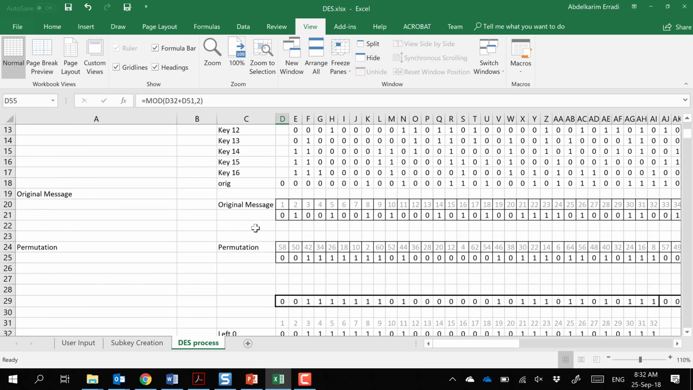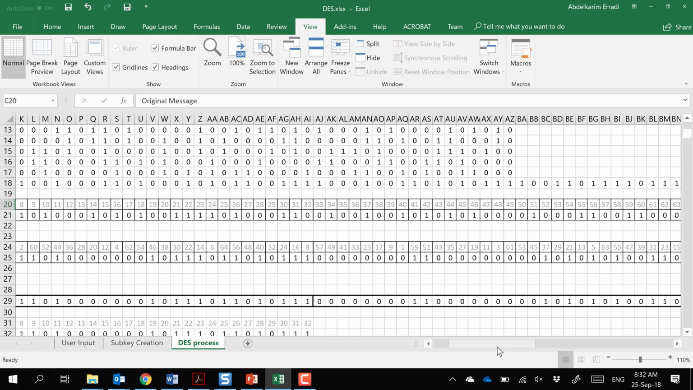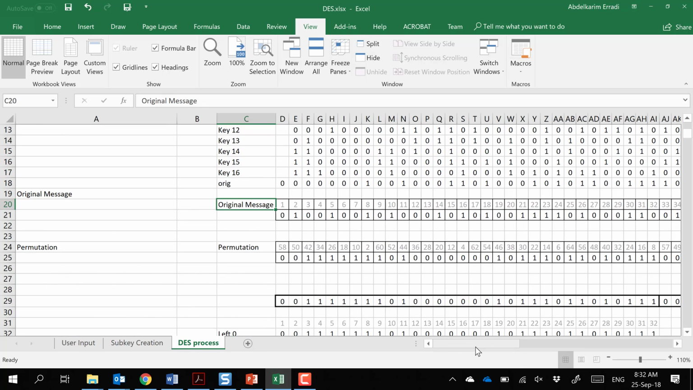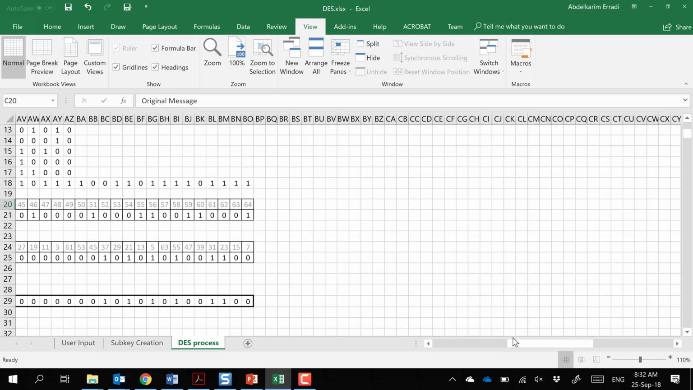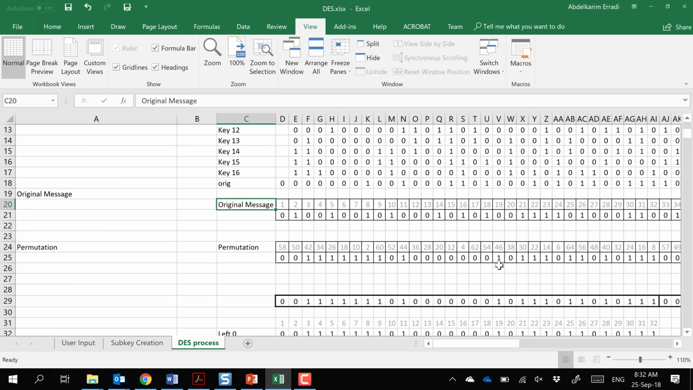So here is the 64-bit original message. Here you just need to understand the idea. After this session, encryption will no longer be magic. It's a set of steps and algorithms you go through to produce a ciphertext. The original message has 64 bits, so it goes from 1 to 64. This is the initial arrangement of the original text.